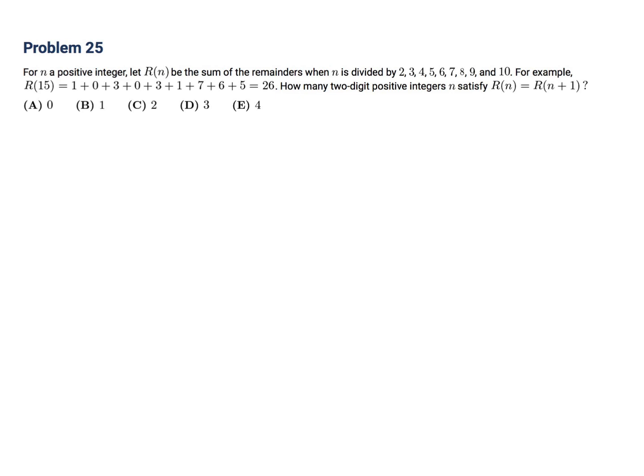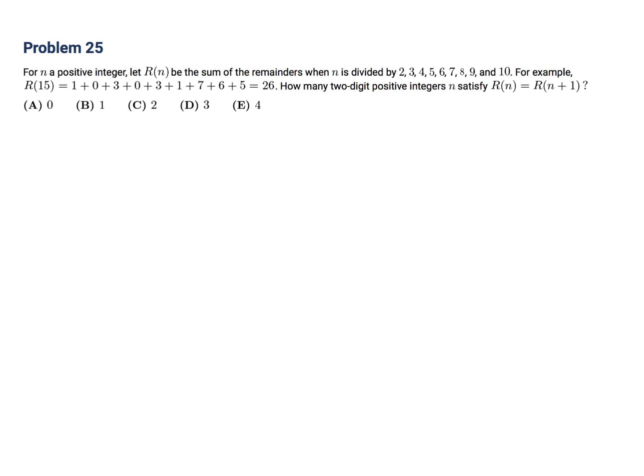Problem number 25. For n, a positive integer, let r of n be the sum of the remainders when n is divided by 2, 3, 4, 5, 6, 7, 8, 9, and 10. For example, r of 15 would be 1 plus 0 plus 3 plus 0 plus 3 plus 1 plus 7 plus 6 plus 5, which is 26. How many two-digit positive integers satisfy r of n is equal to r of n plus 1?